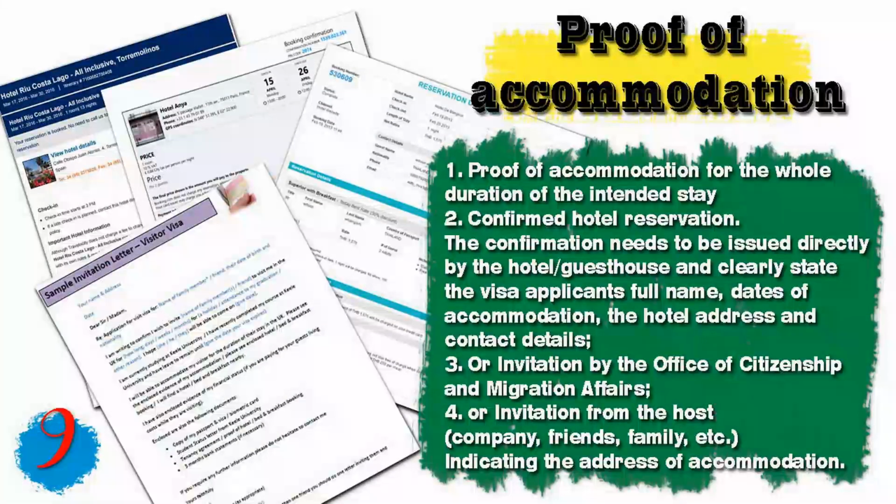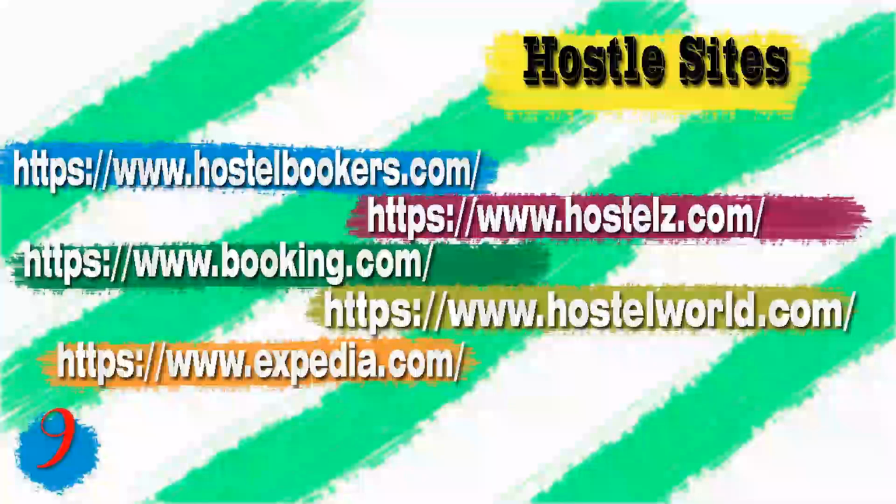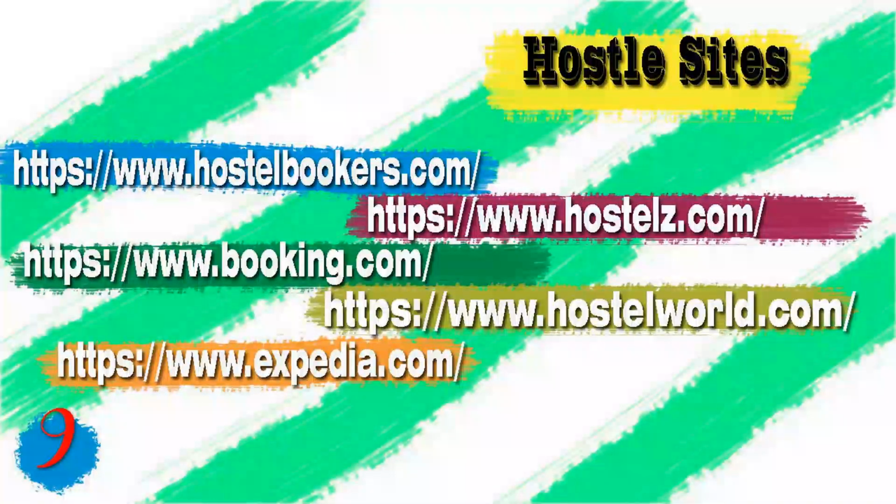In case you don't have a hotel reservation, you will need an invitation by the Office of Citizenship and Migration Affairs or invitation from a host. The host can be company, friends, family, and it should indicate the address of accommodation. And those are some sites you can use to book your accommodation place.